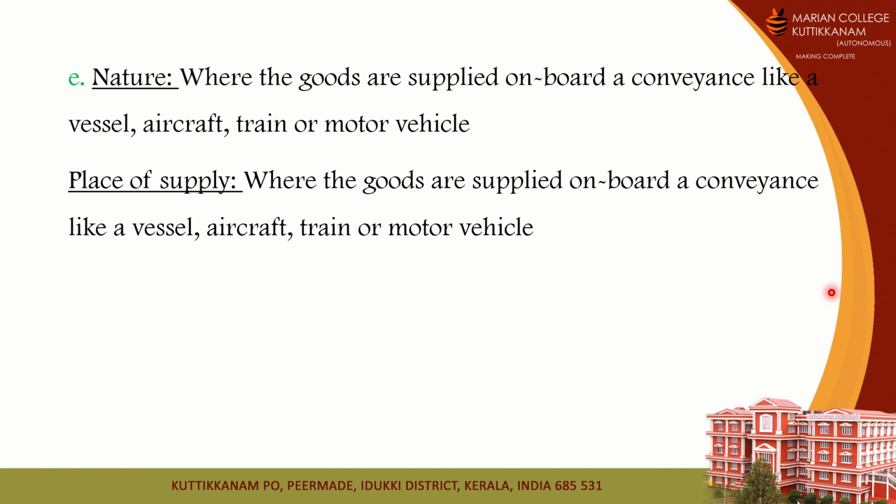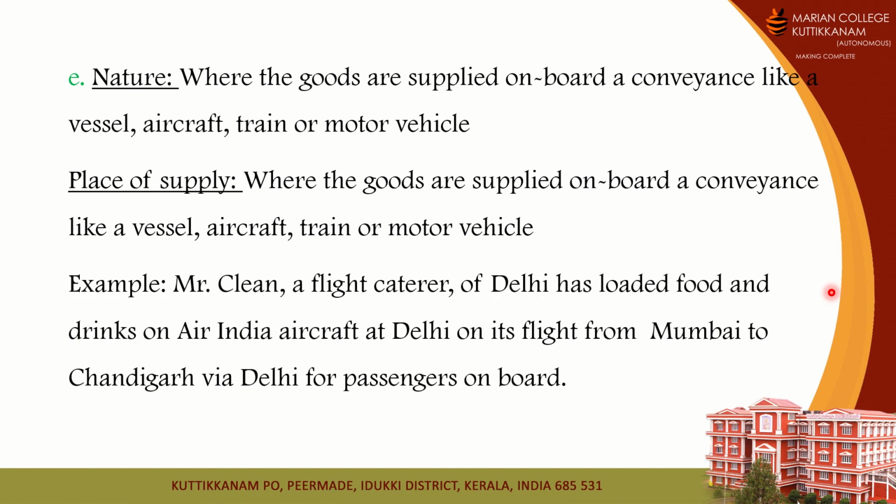Let's take an example now. Mr. Clean, a flight caterer of Delhi, has loaded food and drinks on an Air India aircraft at Delhi on its flight from Mumbai to Chandigarh via Delhi for passengers on board. What will be the place of supply in this case? I told you, the place of supply will be the place from where the onboarding of the goods has taken place. Here the caterer of Delhi has loaded food and drinks on the Air India aircraft at Delhi on its flight from Mumbai to Chandigarh. So from where does onboarding take place? It is from Delhi. So the place of supply will be the place of onboarding, that is Delhi.